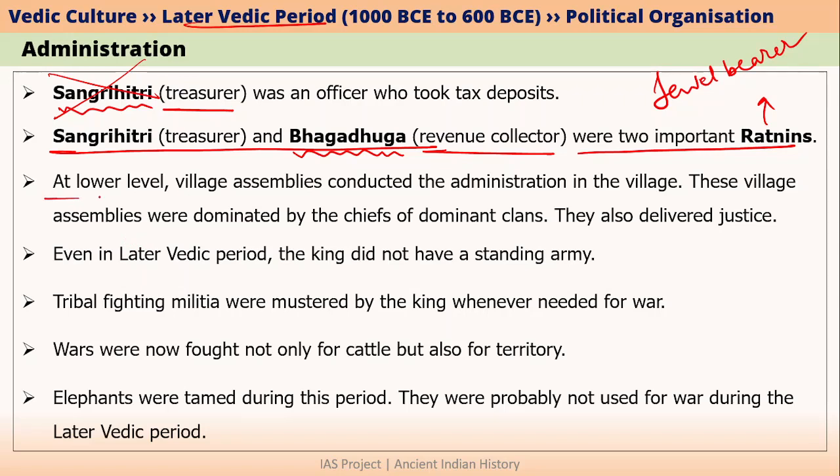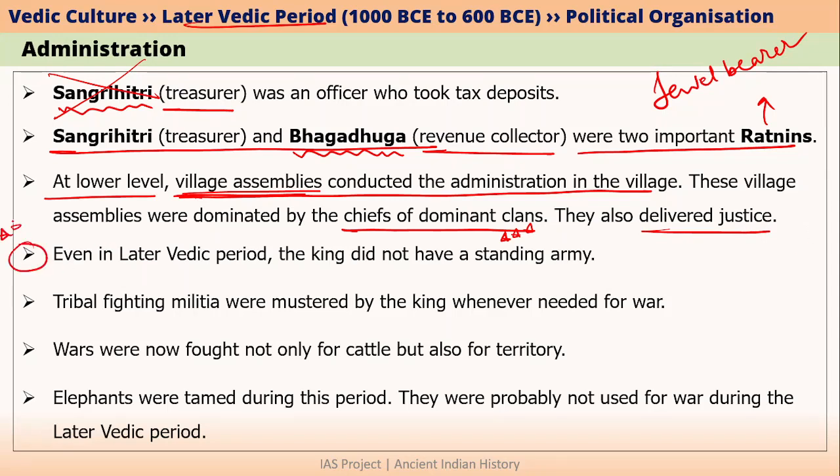If we talk about the bottom level administration, it was basically the village assemblies that were conducting the administration in the village. And these village assemblies were dominated by chiefs of dominant clans. This is very important. They were not democratic. Moreover, these village assemblies also delivered justice. Another important point that you have to note here is that even in later Vedic period, the king did not have a standing army. This is very, very important.